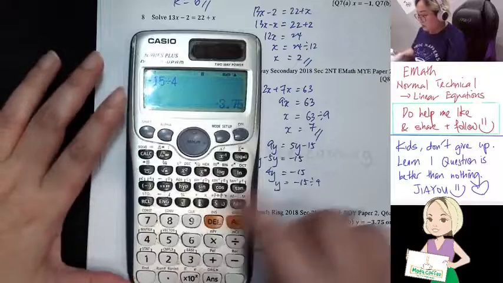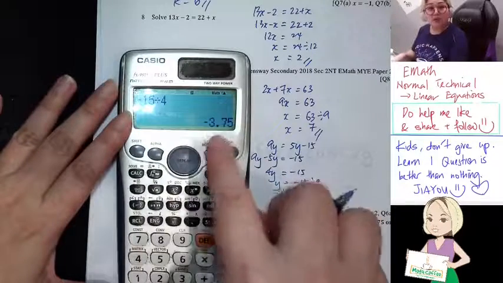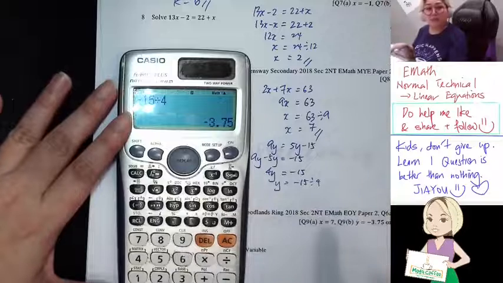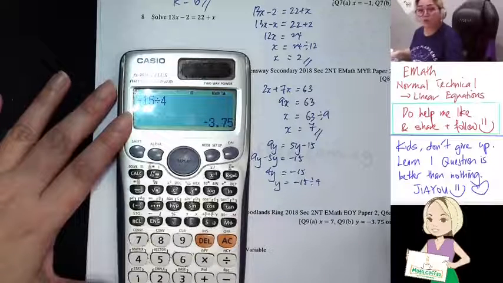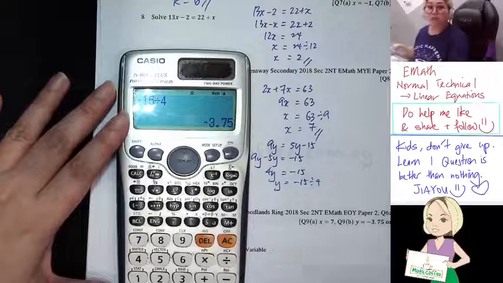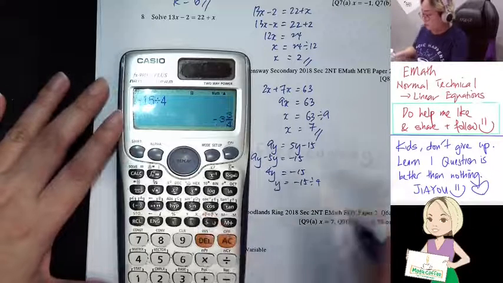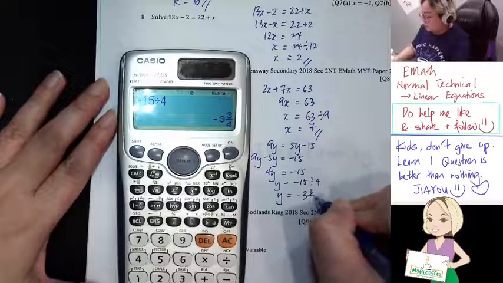Again, put it in a mixed number. If you want to put it in decimal, also can. If the decimal is nice, this is called a terminating decimal. That means it stops. It's not like minus 3.7525 with all those funny numbers. It's a terminating decimal, a nice decimal. So you can just write minus 3.75 also can. But I prefer to put it in a mixed number. So y is equal to negative 3 and 3/4. Done.